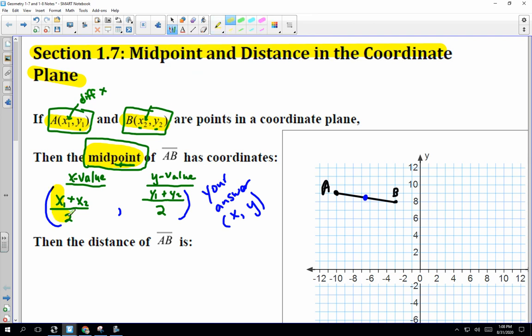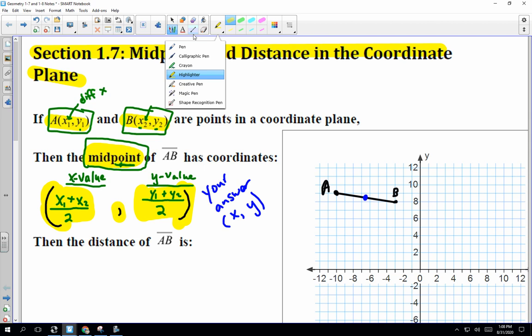So x1 plus x2 divided by 2 and y1 plus y2 divided by 2. It's got to have a comma in between and be hugged by these little parenthesis arms. All right. That's the midpoint formula.